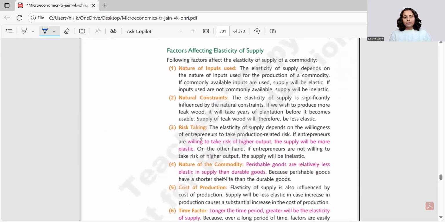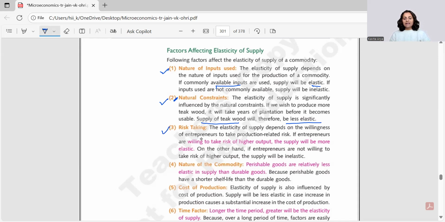Now let's begin talking about factors affecting the elasticity of supply. The first is the nature of inputs. If the inputs are easily available, then supply is elastic. Anytime it can be increased, anytime it can be reduced. But if it is a specialized input or some complex input, then it would be inelastic. The natural constraint, right? For example, the agricultural products, teak wood. It takes time to grow. Even if the price is very high, you cannot just give the delivery the next day. So in this case it becomes less elastic because there is a natural constraint in its production, right?